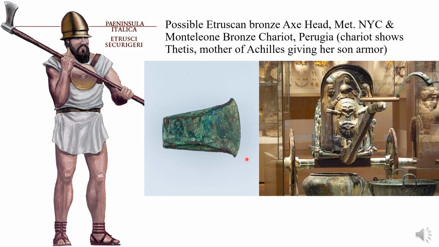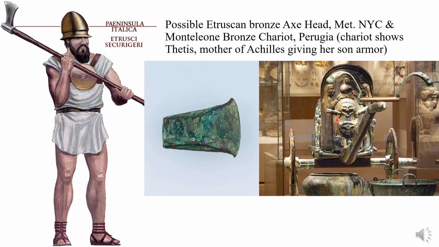Here is a bronze axe head that's possibly of Etruscan origin. It's held at the Met New York City Museum. And here is a bronze chariot of Etruscan origin that was found in Perugia. And the chariot's front shows a scene from Greek mythology, specifically when Thetis, mother of Achilles, gives her almost immortal son some armor. As you know, Achilles was almost immortal except for his heel, which will ultimately be his downfall.